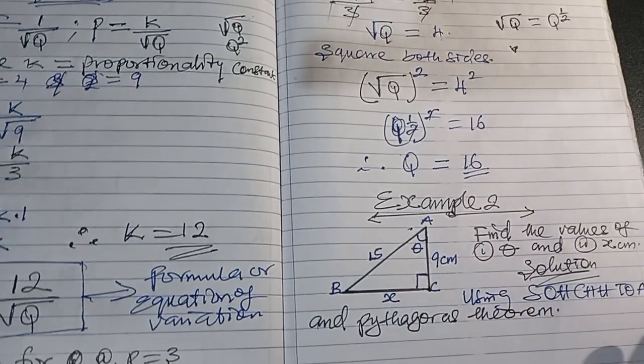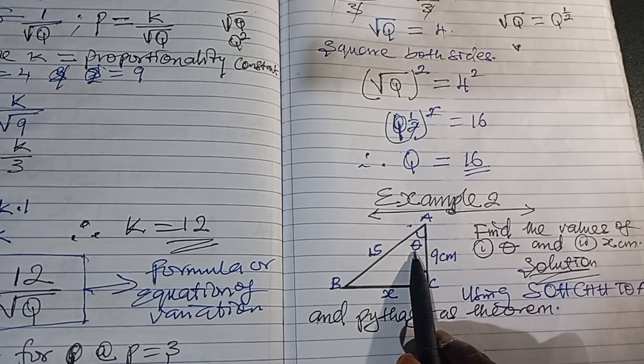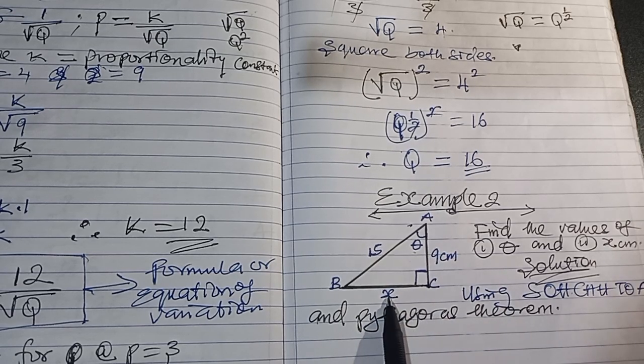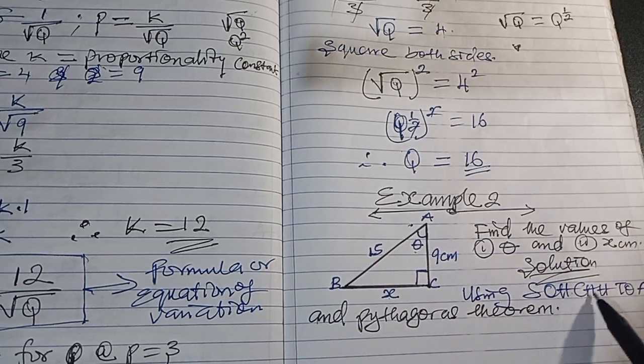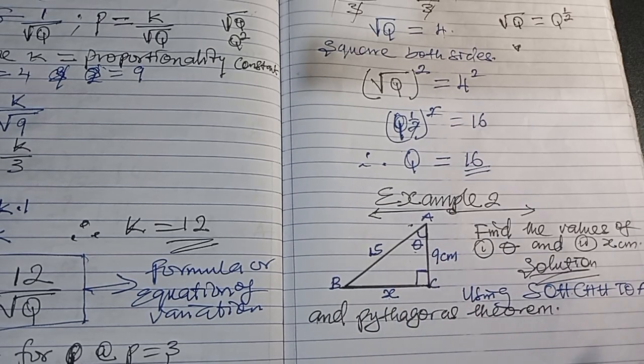Okay, using the two, SOHCAHTOA will help us in finding the value of the angle. Pythagoras Theorem will help us in finding x. Though you can still use SOHCAHTOA to find both the value here and this angle, right? Okay, let's proceed now.